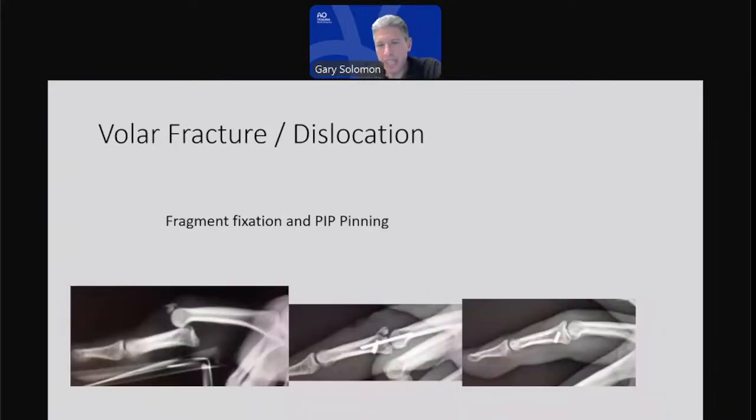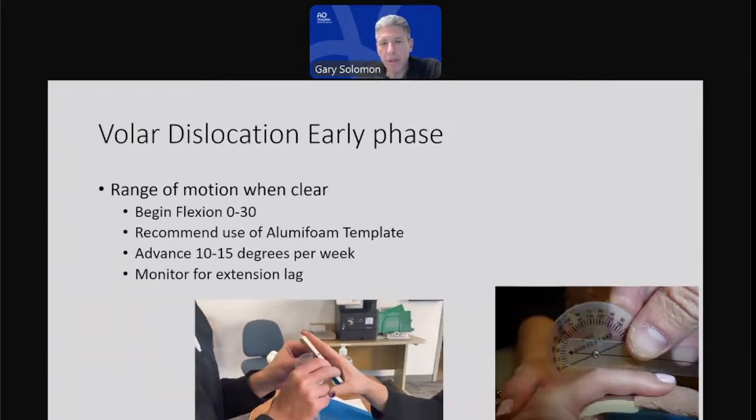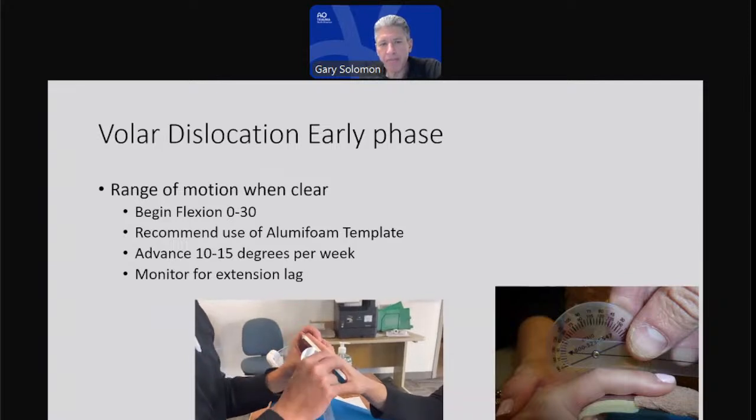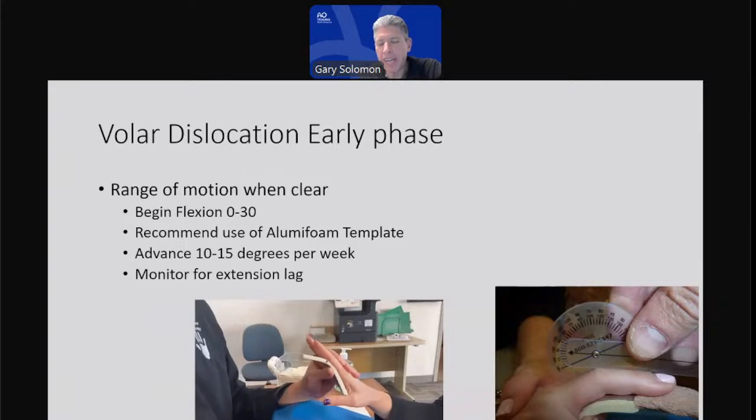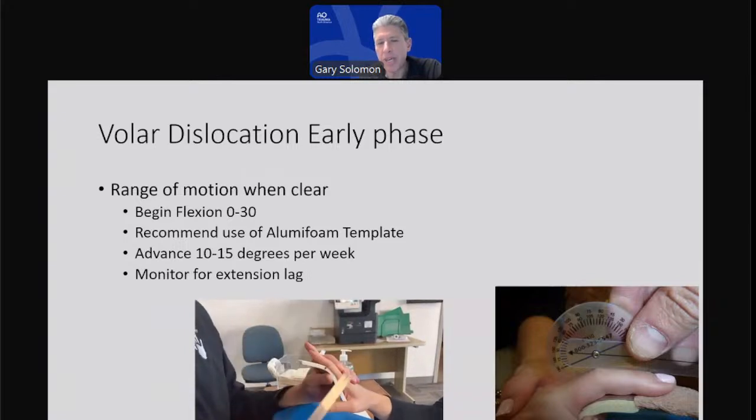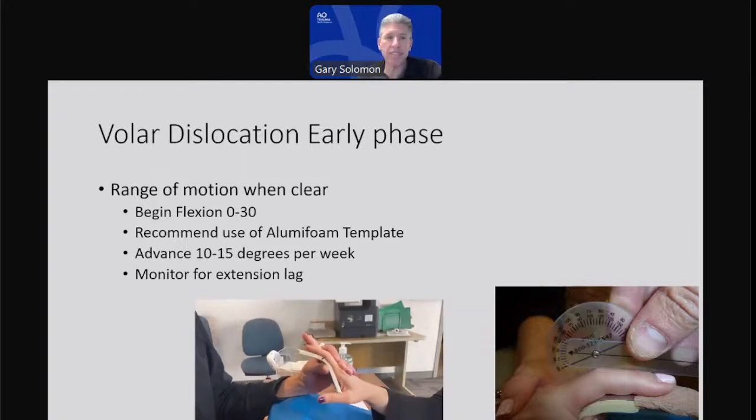A lot of times the joint is pinned, but whatever the fixation method is, when we're clear to move, it's the opposite direction. So I'll make them a little template so they know how far to start moving. I'll usually make it out of alumifoam so I can measure how far I want them to go safely. Usually we start with a 30-degree arc and then add about 10 to 15 degrees per week as long as there's no extension lag.